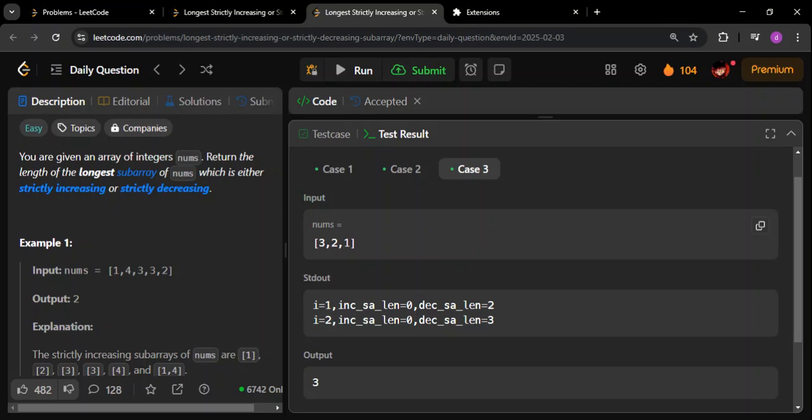See, here we are combining 3 and 2. We'll get to know that it's a strictly decreasing subarray. For that reason, we'll have to make it 2. Next, we are going to 2 and 1. In this case, again, it is a strictly decreasing subarray. See, here the length is 2.